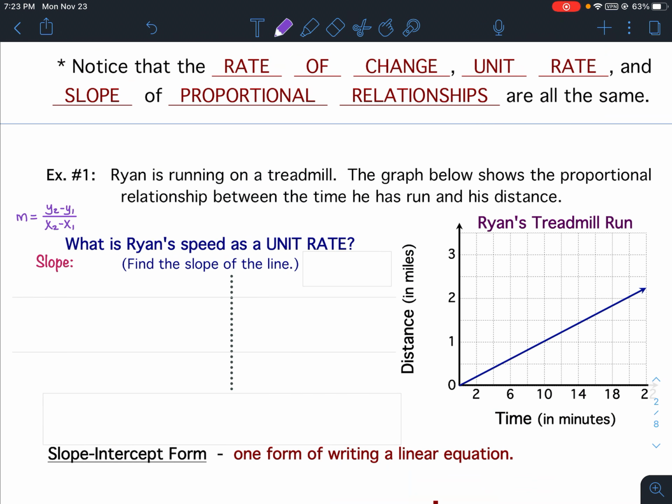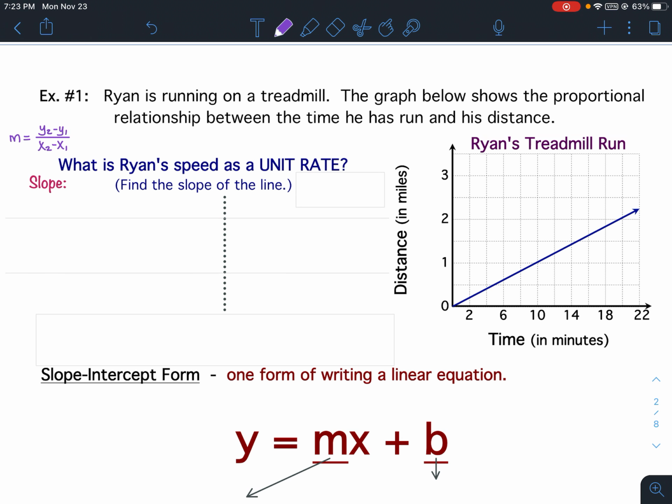So let's pick 2 points on this graph. We want to pick points that go through the intersection of 2 grid lines. So let's pick this point here, and that point is 10, 1. And let's pick this point right here. By the way, the lines at the bottom are going by 2s, so that's 2, then 4, 6, 8, 10, 12, 14, 16, 18. So between 18 and 22 would be 20. So this would be 20 and 2. So we're going to use those 2 points.